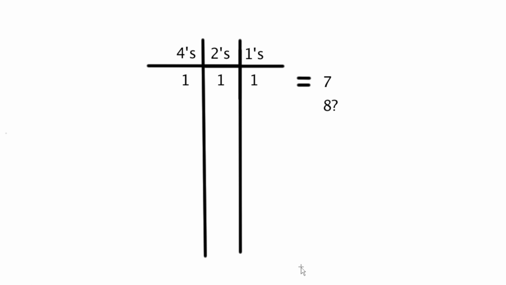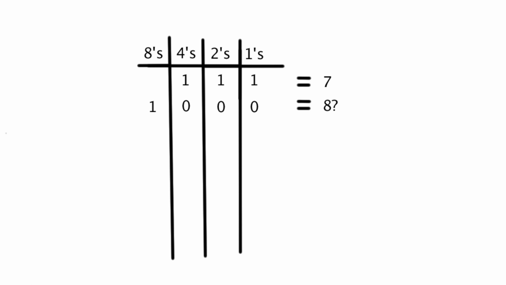So how do we write the number 8? Well, we need to add a 4th column, and we add it to the left as usual. And you can see if we put a 1 in that first column to the left, that will give us our total of 8, so we can add a 0 to the remaining columns to the right. So 1000 in binary is equal to 8 in decimal.